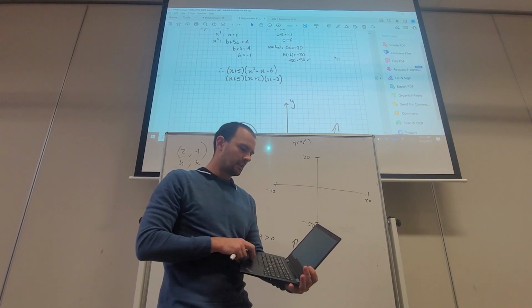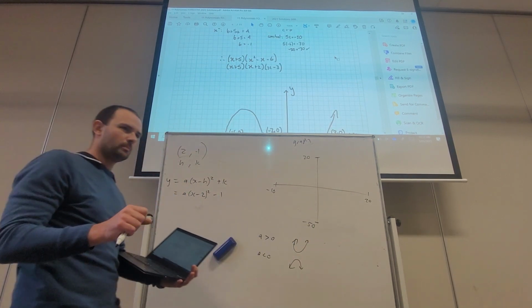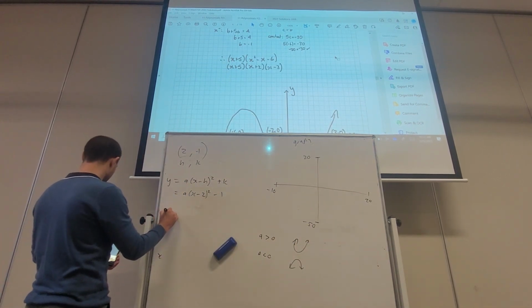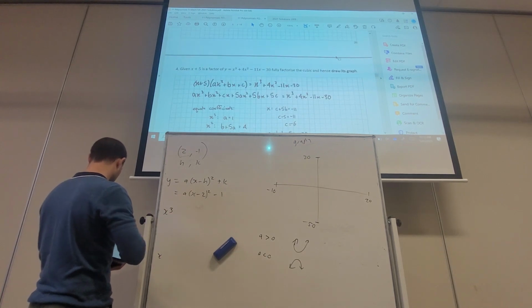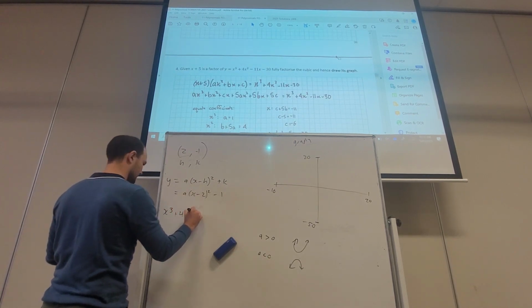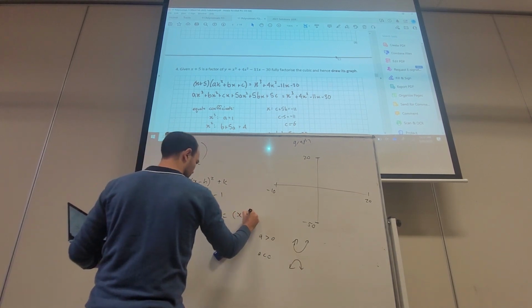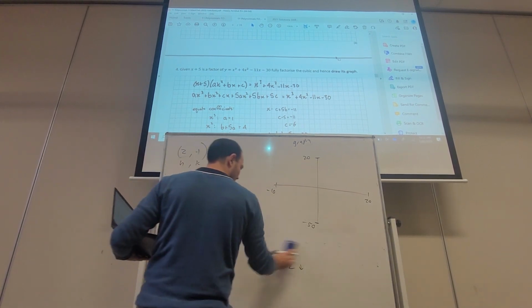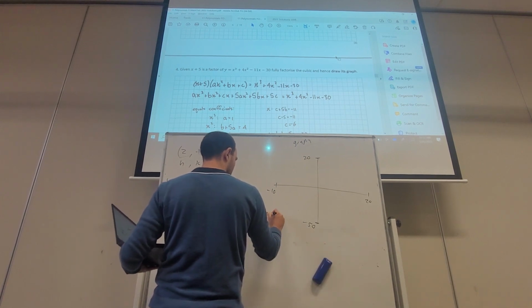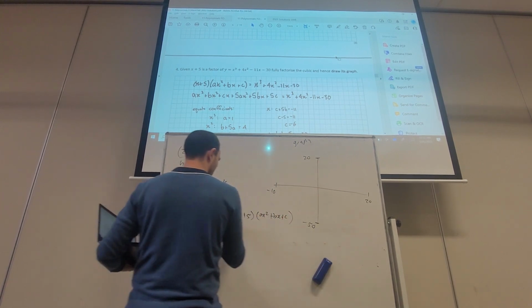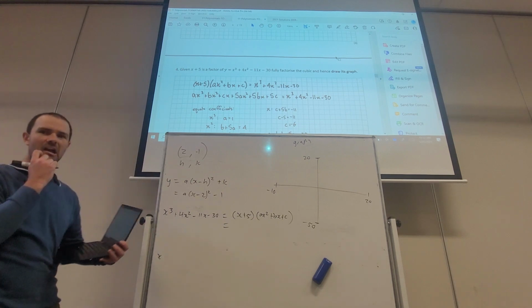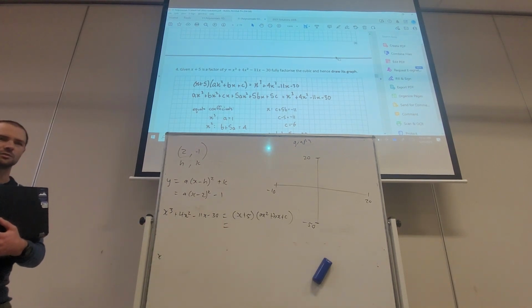But let's backtrack again. Fully factorize the cubic. All right, so we've got x to the 3 plus 4x squared take 11x take 30. And we're told it's equal to (x plus 5) times the quadratic factor, ax squared plus bx plus c. And then let's pretend we can't do that, right? We don't know how to do that.